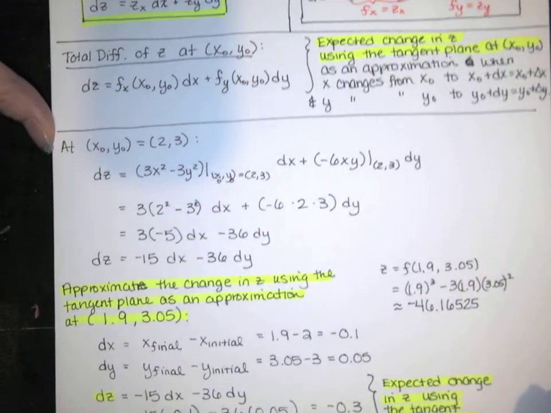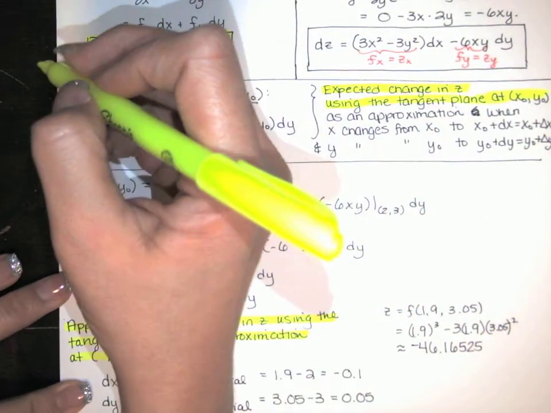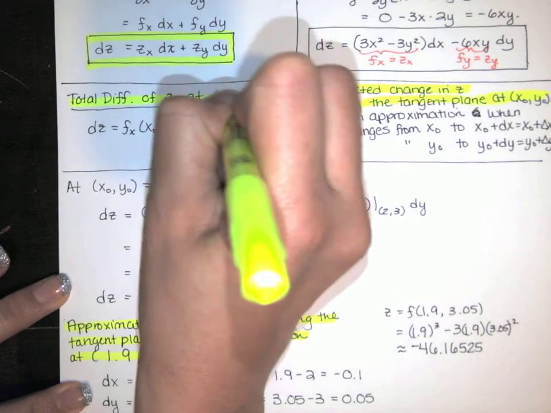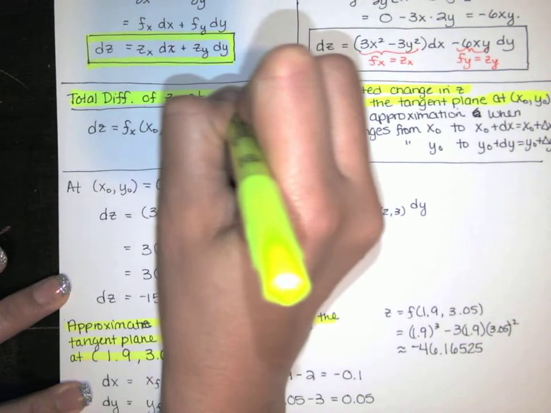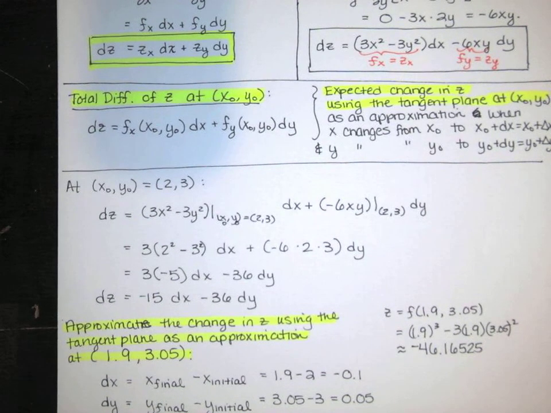So that is how we interpret differentials. That's what the exact differential is, and that's what the total differential is when we evaluate it at a point. It's an expected change in z using the tangent plane approximation. Now this is always provided that our function is differentiable, and I think I'm going to leave differentiability for the next video. So we'll talk about exactly what it means for a function to be differentiable there.